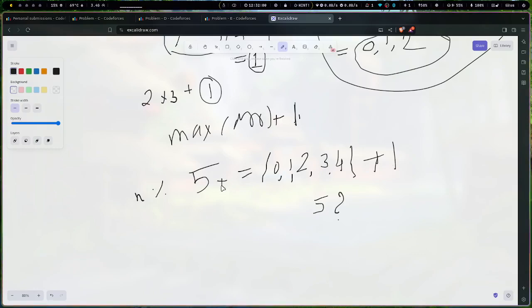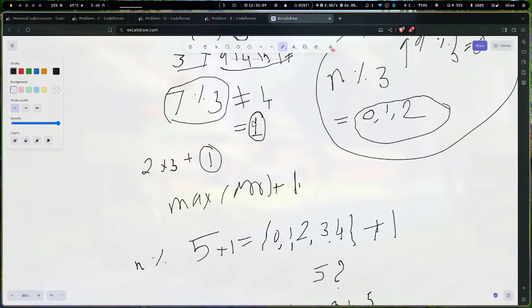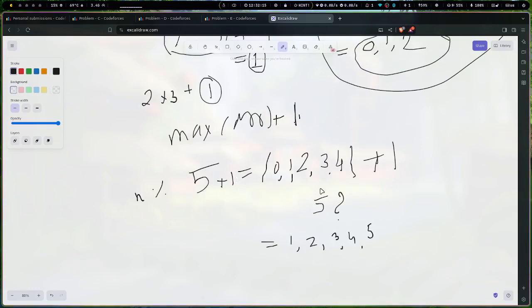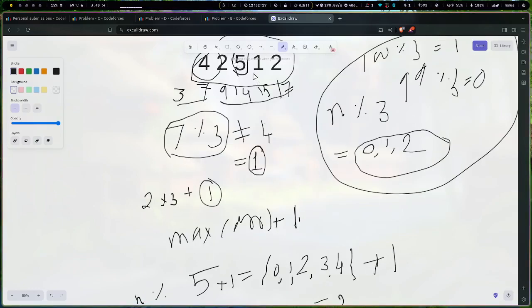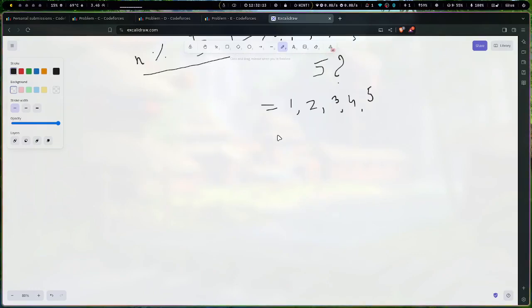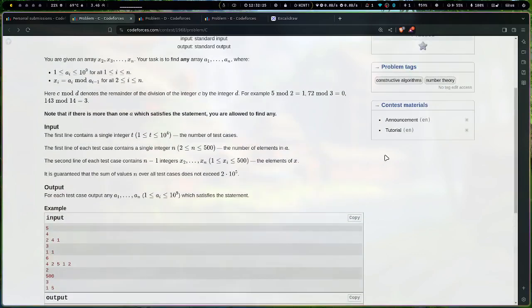Okay, we will add 1 to it. So now we will get 1, 2, 3, 4, 5. See, all numbers in this array we will be able to generate. If we took 5, we would not be able to generate 5. So that's why we take the maximum of the array plus 1 and do the same logic. That's what I did here.